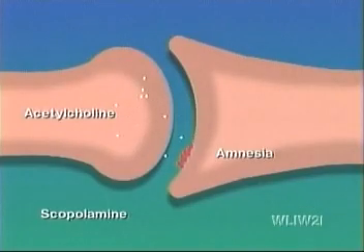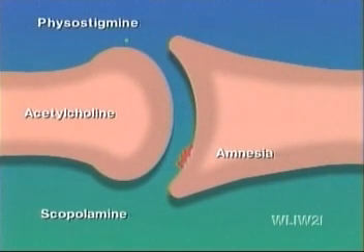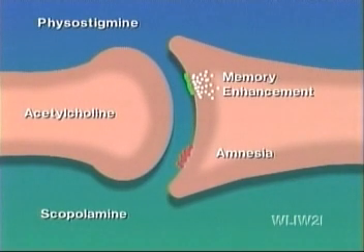We can also do the opposite. We can stimulate this synapse. A drug which does this is called physostigmine. It blocks the enzyme which breaks down the neurotransmitter acetylcholine, so there's more of it around in the synapse to have an effect. When you do this, you actually can produce the opposite result, or enhancement of memory.